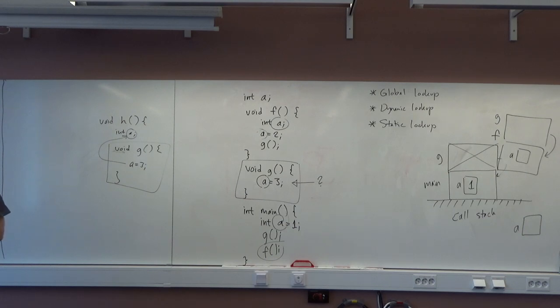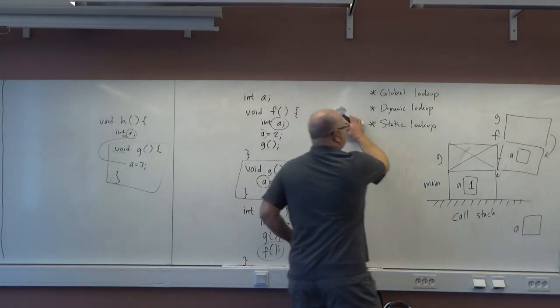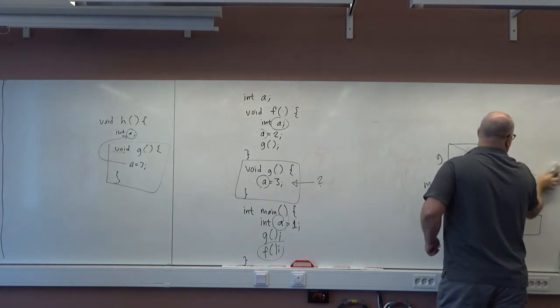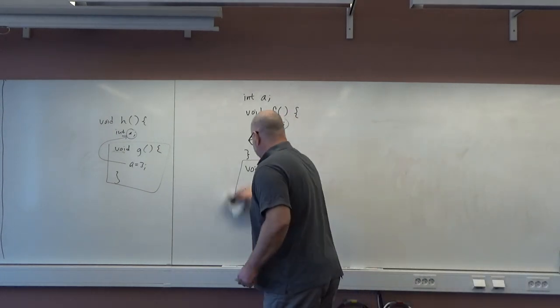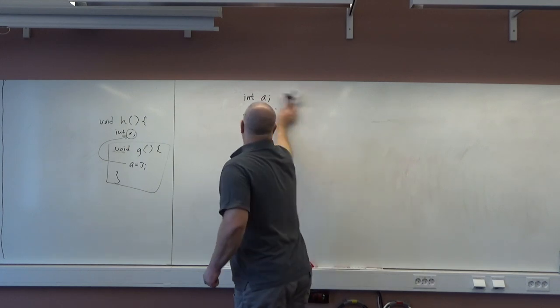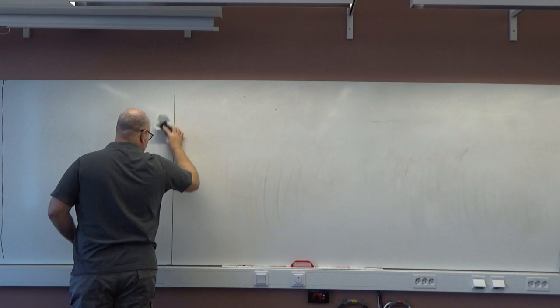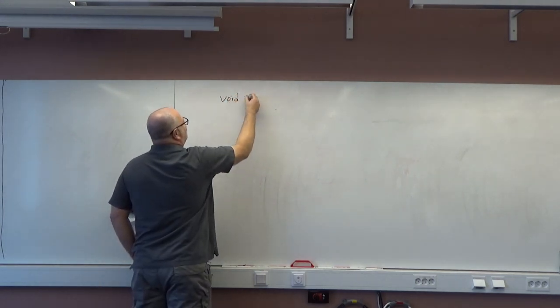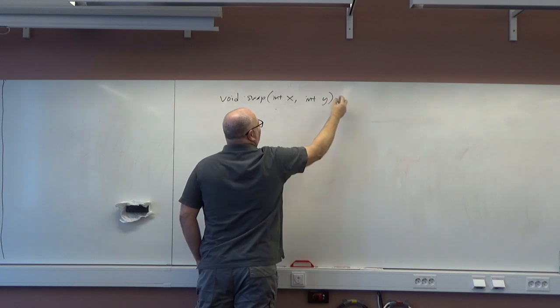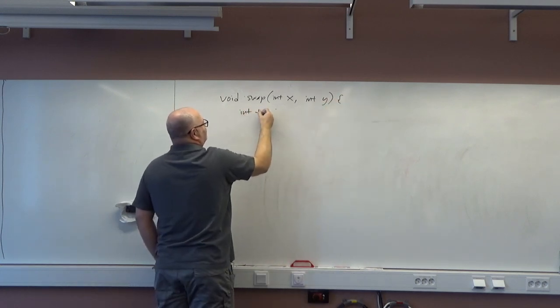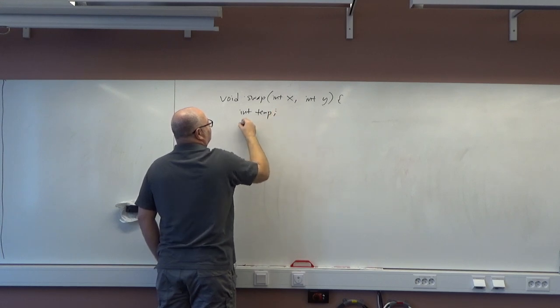Next step. Yeah, I should mention the difference between call by value and call by reference. We talked a bit about call by value. So what is call by reference? Well, why does this swap function in C, which is intended to swap the values of two variables, not work? This is called by value, yes.